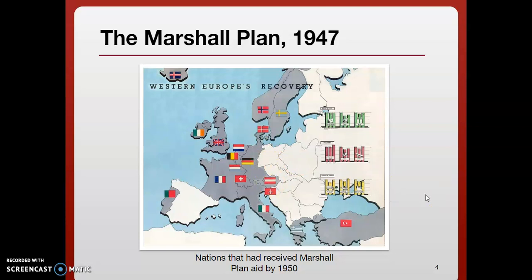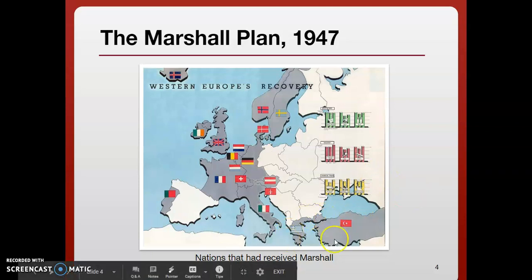The Marshall Plan, right? This was a plan the United States created in order to help out these countries in the gray after the end of the war. And this kind of solidified who was allied with the U.S. and who was allied with the Soviets.